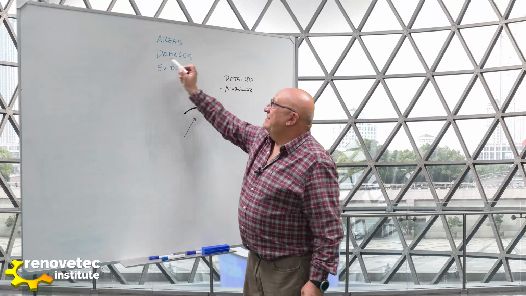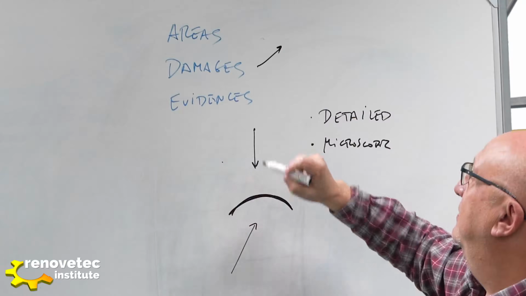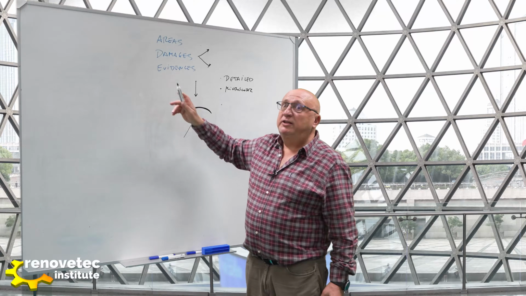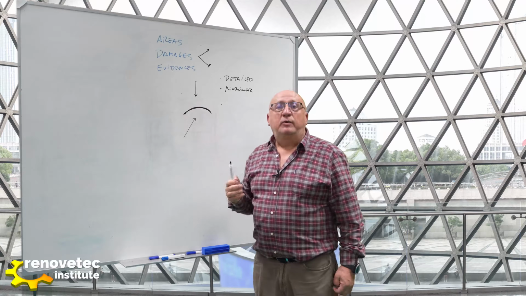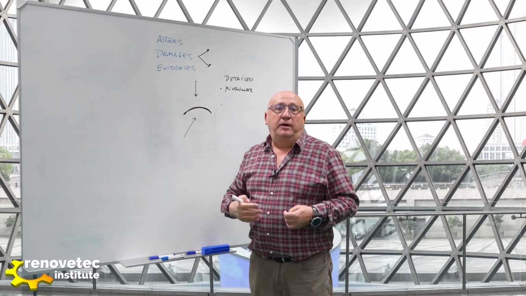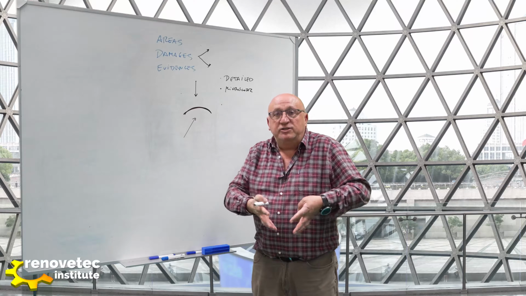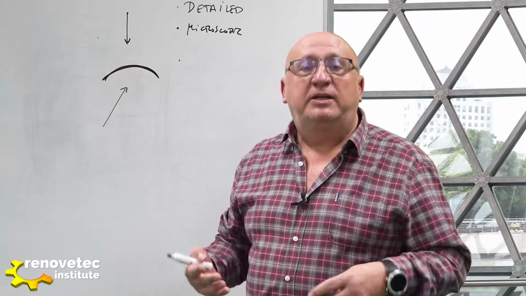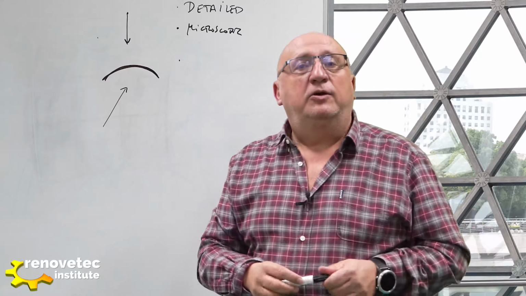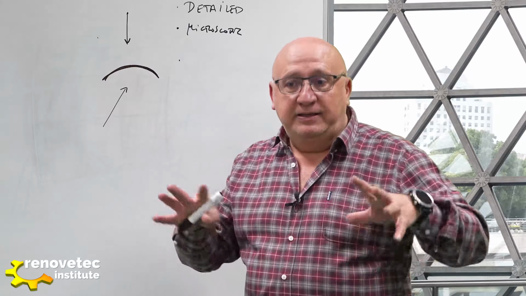For the evidence, it's exactly the same as damage. We can have detailed and we can have microscopic image. Remember the difference between damage and evidence. One damage is one element that is in a wrong condition. The condition of this element is not normal. This is a damage. But evidence is, for example, the position of one element, one situation that is not abnormal, but this situation takes our attention.